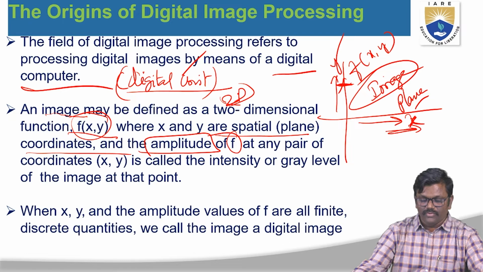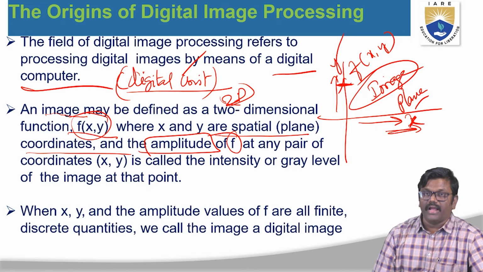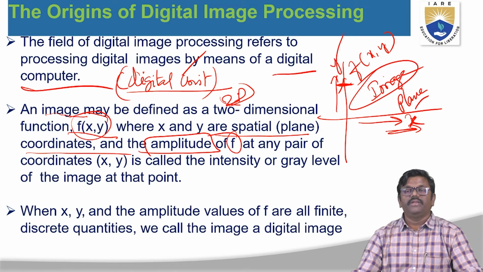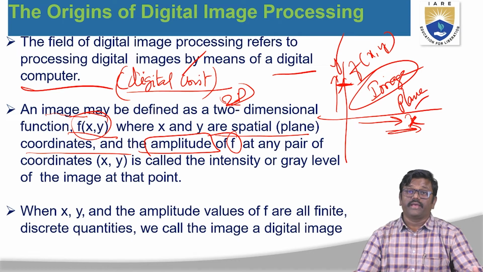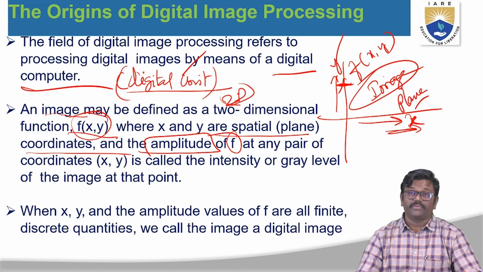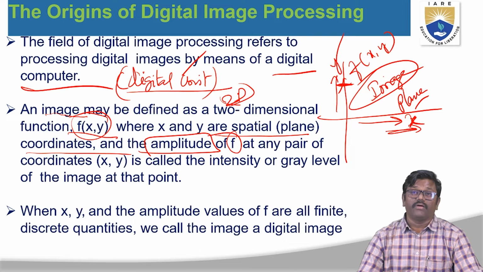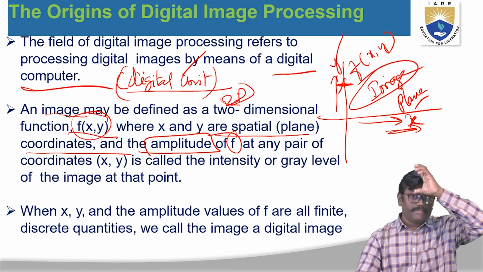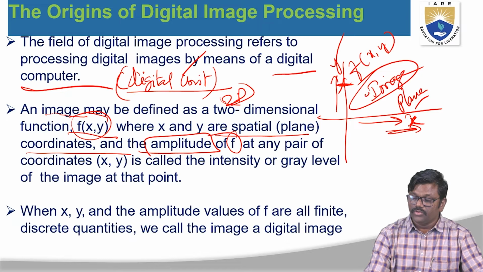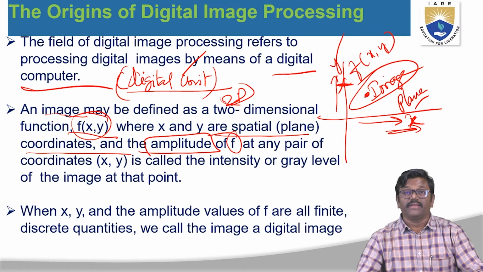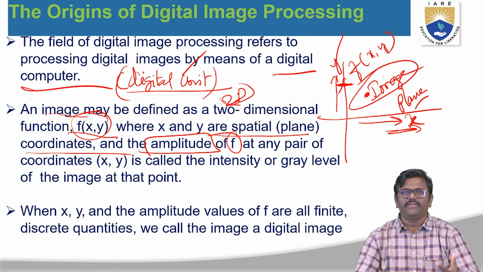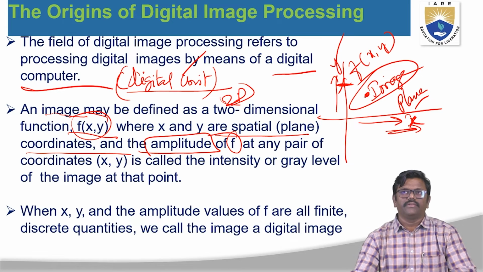Once we understood this, we simply say that an image may be defined as a two-dimensional function f of x comma y, where x and y are spatial coordinates and the amplitude of f at any pair of coordinates x comma y is called the intensity or gray level of the image at that point. A particular point you can understand in terms of gray level. We are going to discuss gray levels in detail later on.